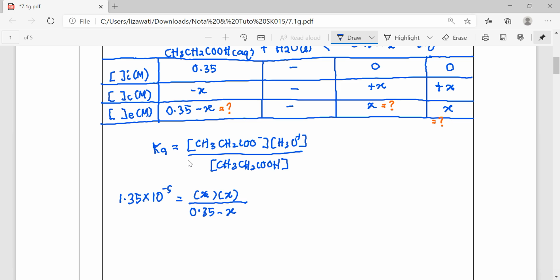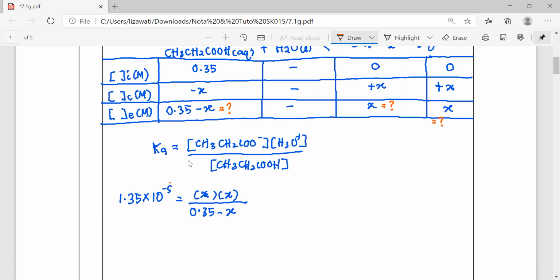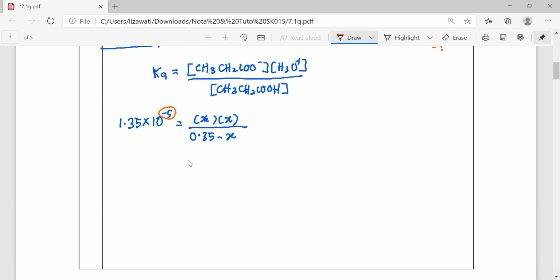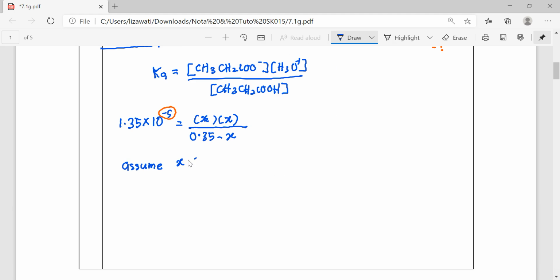For the next step, you have to refer to the value of Ka. Since Ka here is given as times 10 to the power of negative 5, you can use the approximation method directly without checking the 5% test. Assume X is very small, therefore 0.35 minus X is approximately 0.35. So, 1.35 over 0.35.